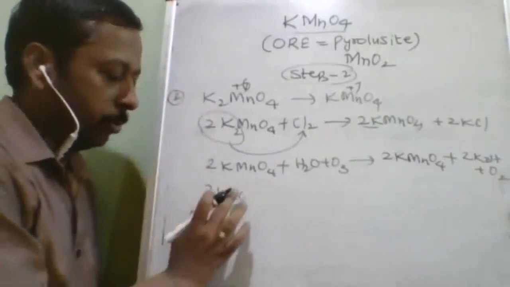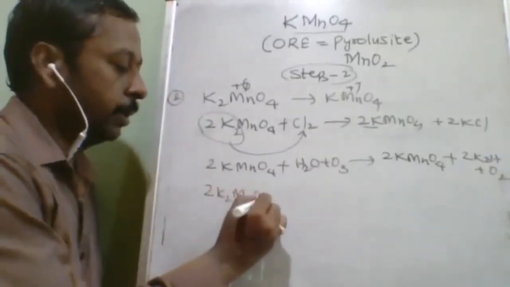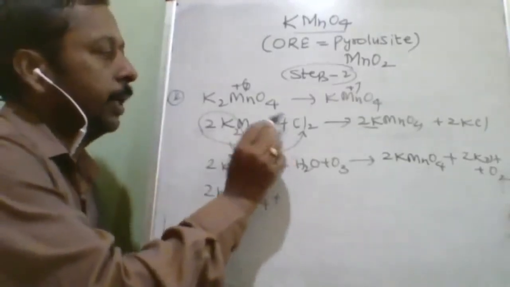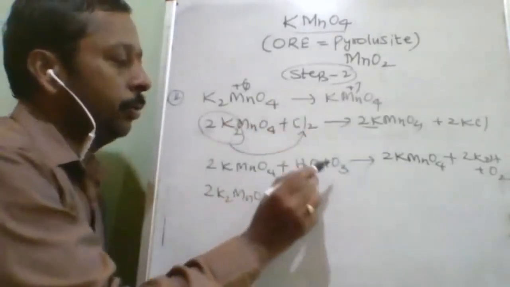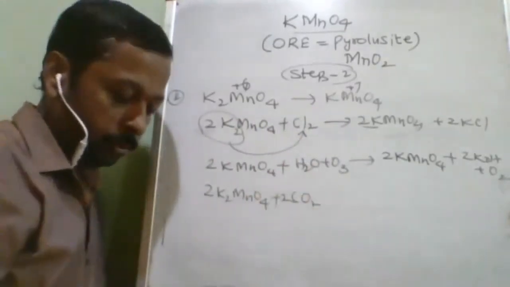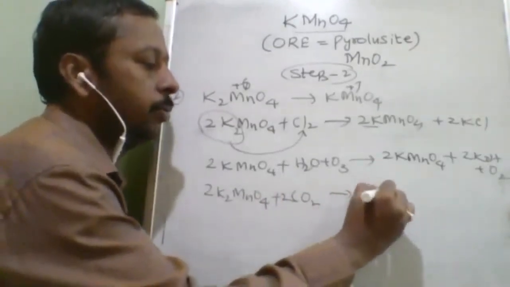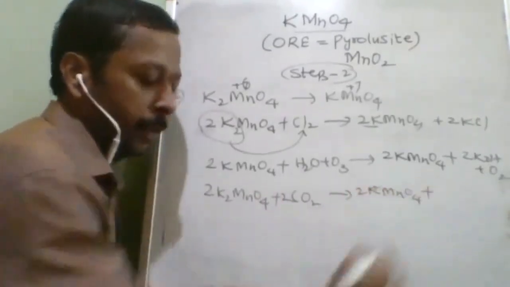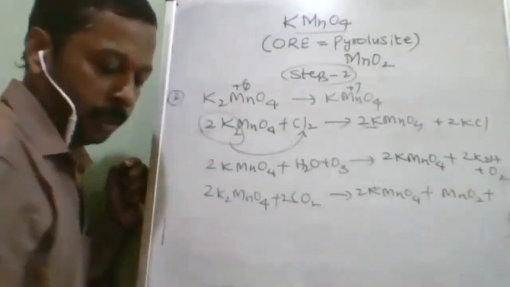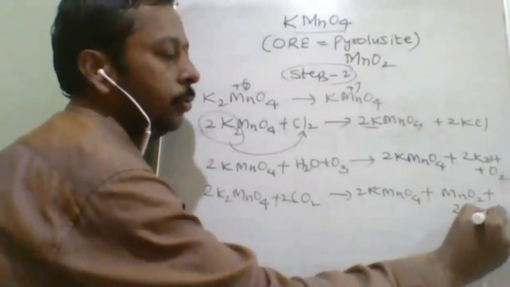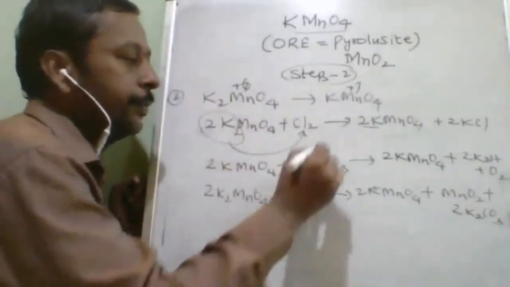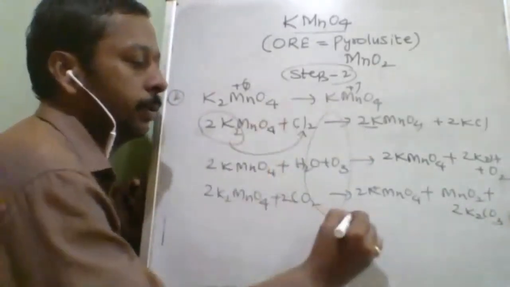Next, 2K2MnO4, second step, third type. The step is the second step only. We can convert manganate to permanganate using chlorine, using ozone, or even using CO2, 2CO2. Then it will be converted into 2KMnO4 plus MnO2 plus 2K2CO3. Even after these three methods it is also possible in another way.